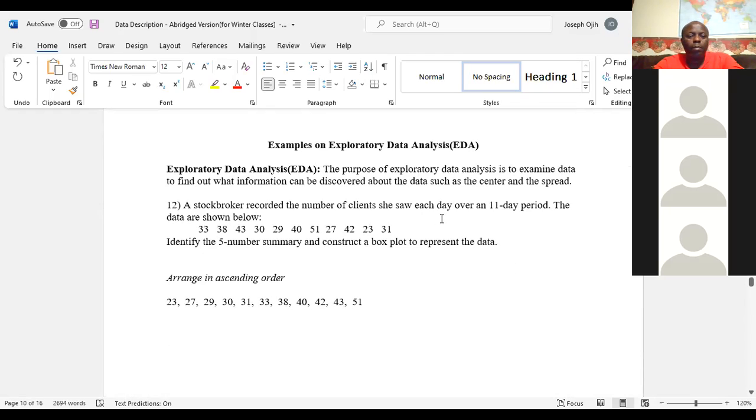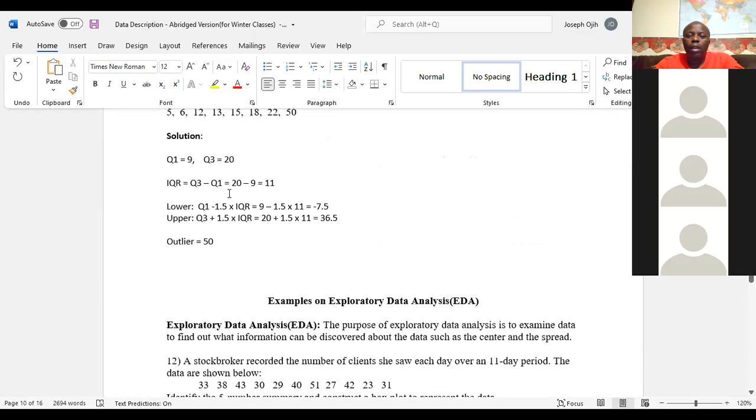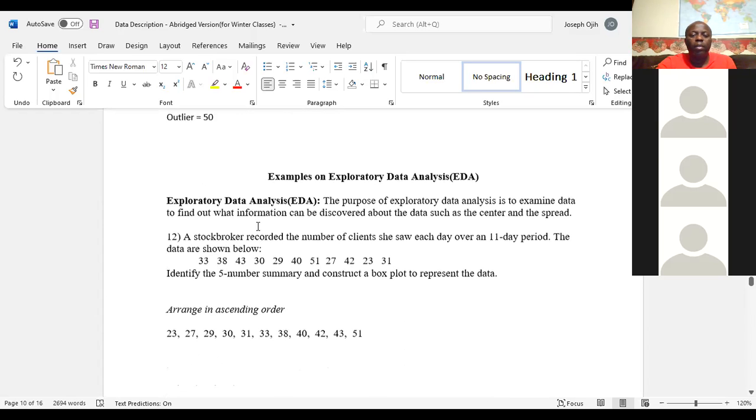Excuse me, Professor, I'm sorry to take you back. Can you go to the formula for the upper interval, please? Okay, for the lower interval, it should be Q1 minus 1.5 times IQR, and the upper is Q3 plus 1.5 times IQR. Plus and minus. You got it now, right?